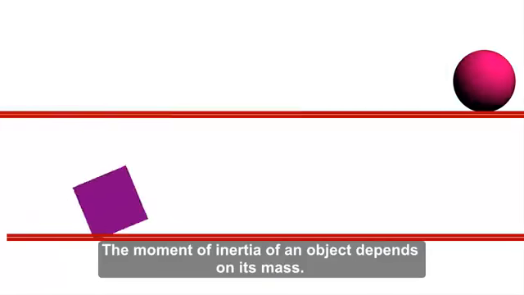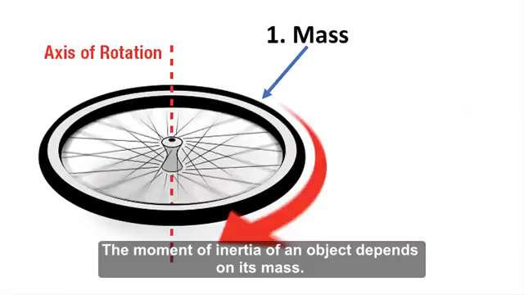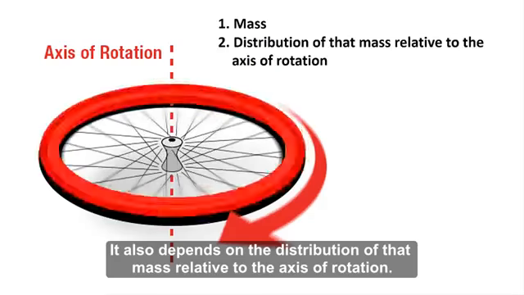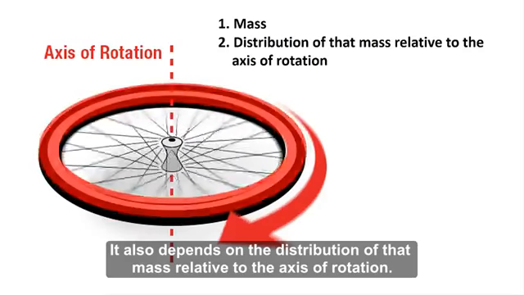The moment of inertia of an object depends on mass. It also depends on the distribution of mass relative to the axis of rotation.